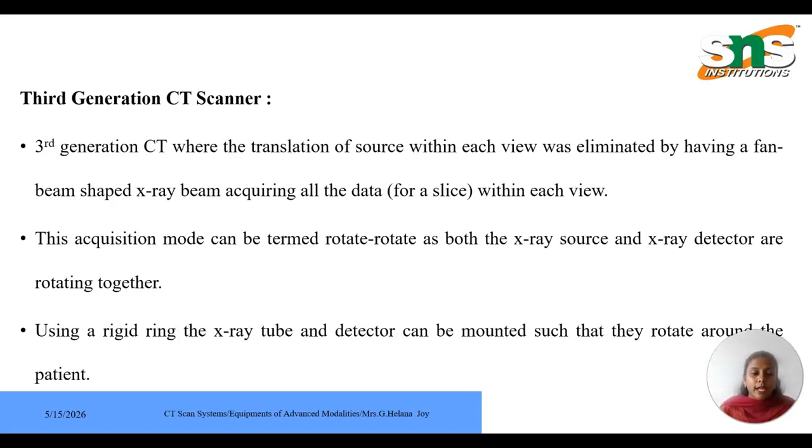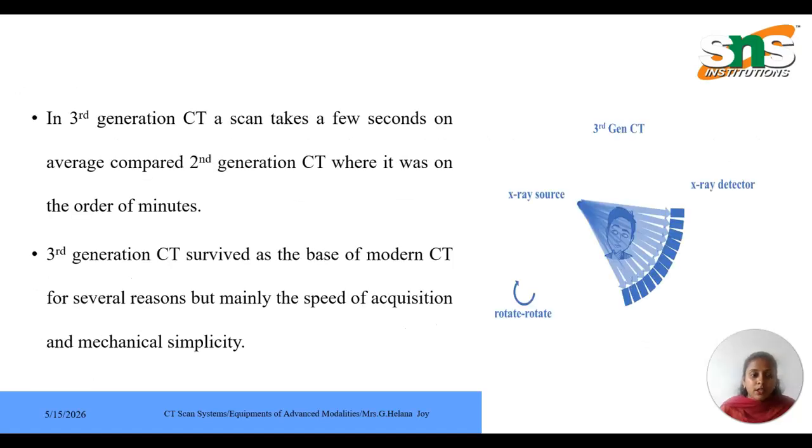So the acquisition mode can be termed as rotate-rotate, as both the X-ray source and the X-ray detectors are rotating together. Using a rigid ring, the X-ray tube and the detector can be mounted such that they can rotate around the patient. In third generation CT scan, it takes a few seconds when compared to the second generation CT, where it was in the order of minutes.